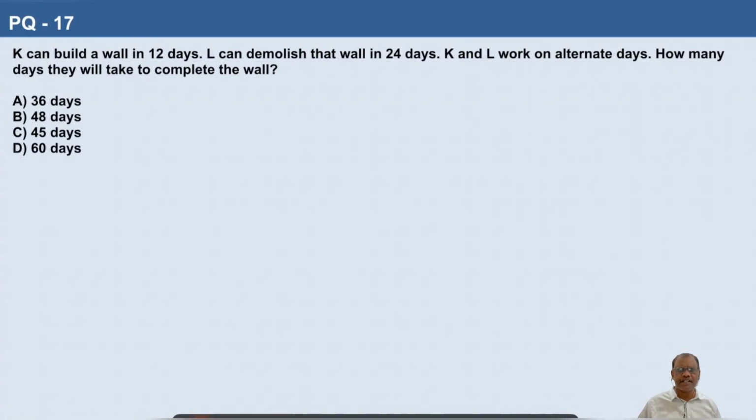Question number 17. K can build a wall in 12 days. L can demolish that wall in 24 days. K and L work on alternate days. How many days will they take to complete the wall? So let us write the formula here. Time into rate is equal to work.